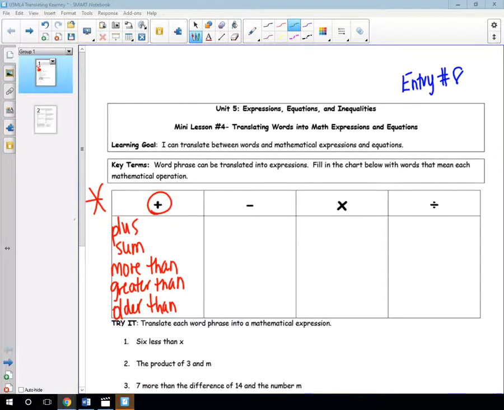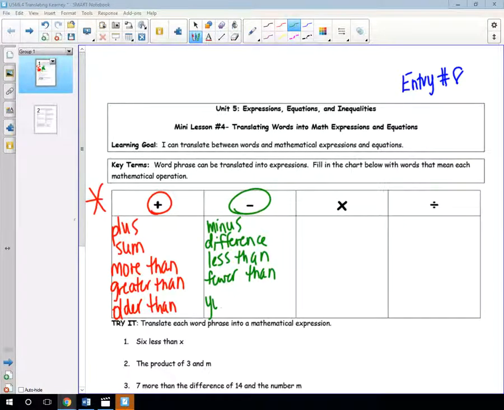Okay, so our next one. What are some keywords that might tell you to subtract? So one might be minus, okay, difference, less than. So 5 less than a number would be that number minus 5. Okay, fewer than, younger than. Okay, if you're 5 years younger than me, that'd be my age minus 5.